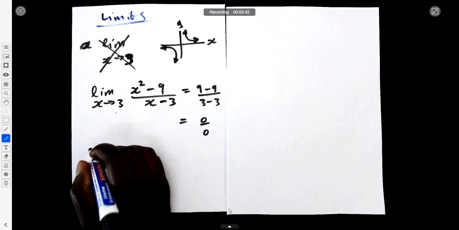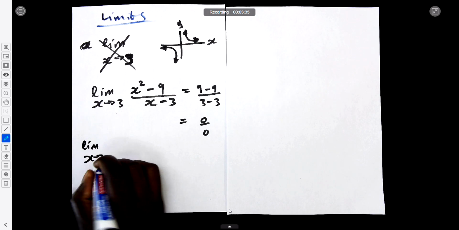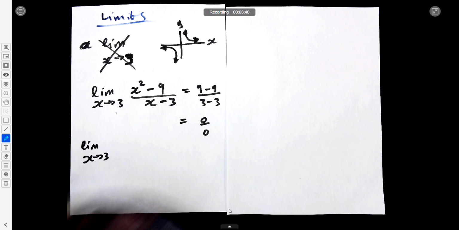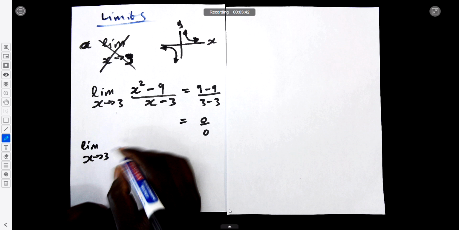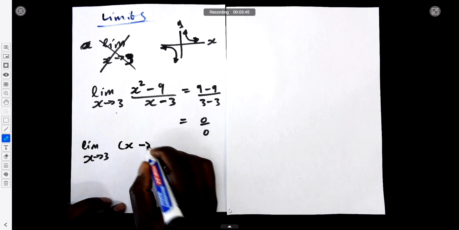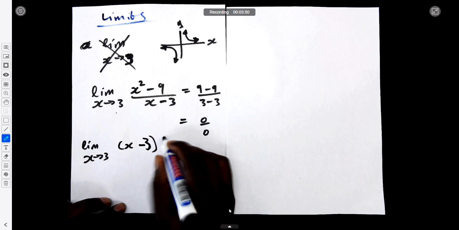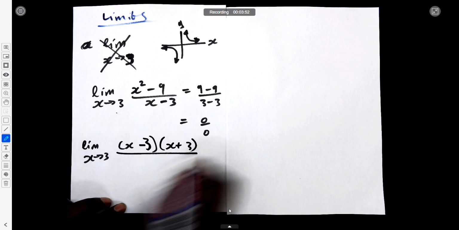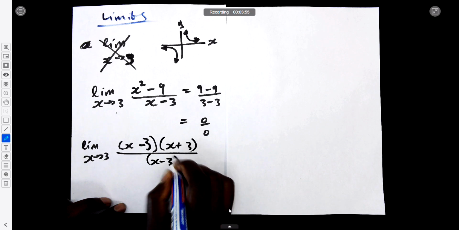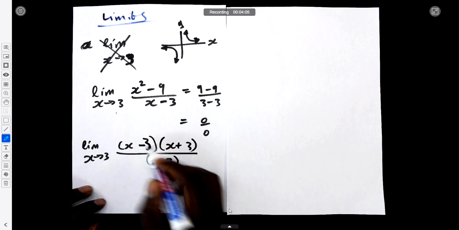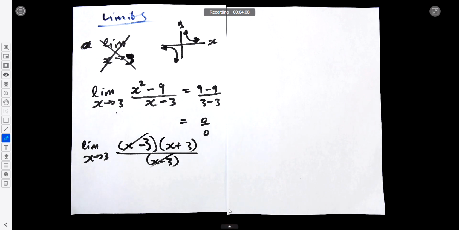So we try to do the simplification. We have the limit as x approaches 3. Now, which method can we use to simplify? We see we have algebraic functions. I see in the numerator a factorization that I can do: the difference of two squares. So I have (x minus 3)(x plus 3), all divided by (x minus 3). So I've used the method of factorization because we have an algebraic function in the numerator. Now we can divide x minus 3 by x minus 3.